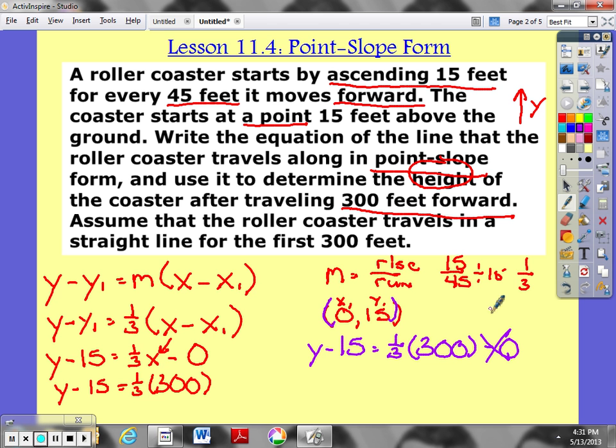Okay, I am now going to just cross this out. I don't need it. I'm going to say y minus 15 is equal to 1/3 of 300, which is 100. I'm now going to add 15 to both sides to isolate that y. I now have y is equal to 115 feet in height, because it says to determine the height of the roller coaster after traveling, so it's going to be 115 feet high after it has traveled 300 feet.